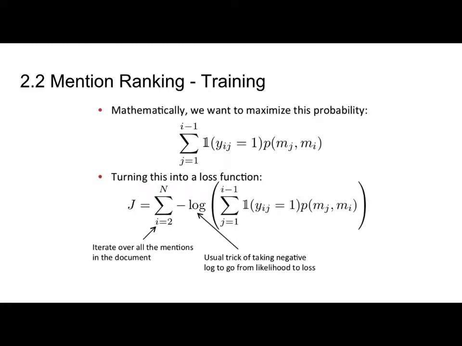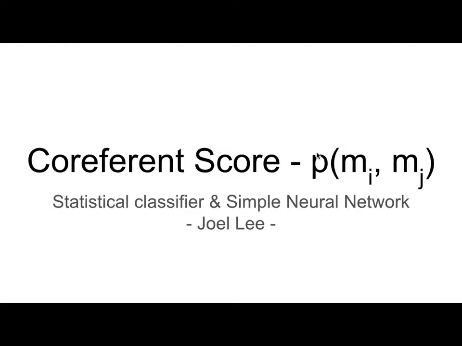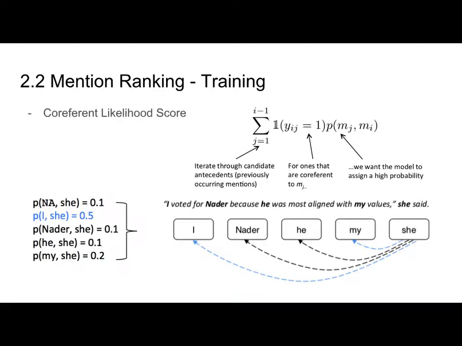The method is there. So right now the question is more in how we calculate this score, which Joel will talk more about. Are we first clear about why this task needs to be a ranking task and not a classification task?